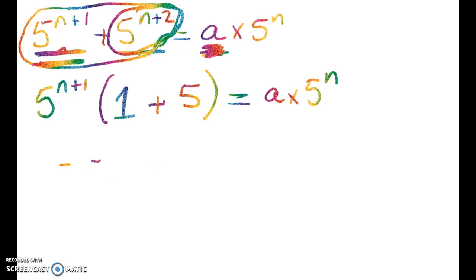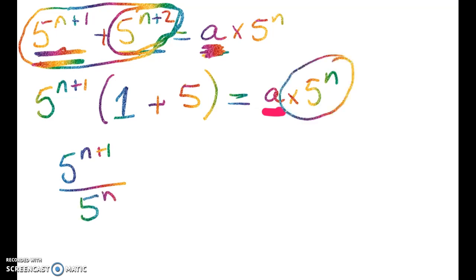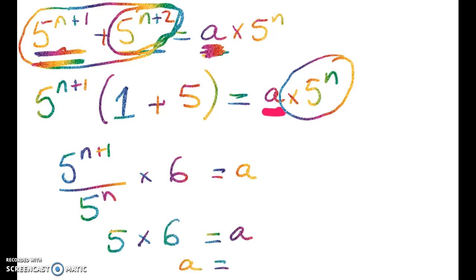So what does that leave me doing next? Well, we're trying to isolate A. To do that, we're going to say 5 to the power of n plus 1 divided by 5 to the power of n, which is this part here, times 6 is equal to A. So A is equal to 5 times 6. A is equal to 30.